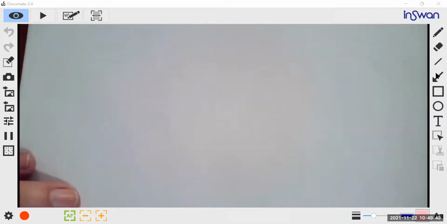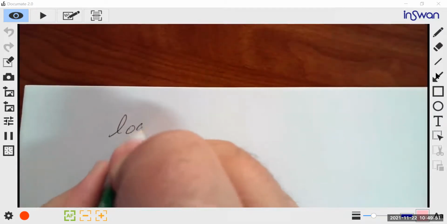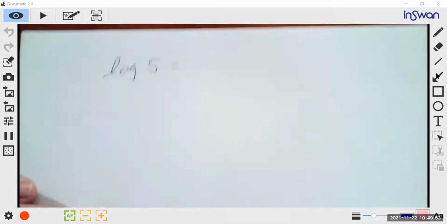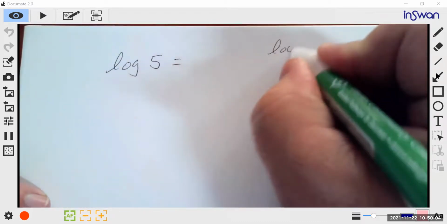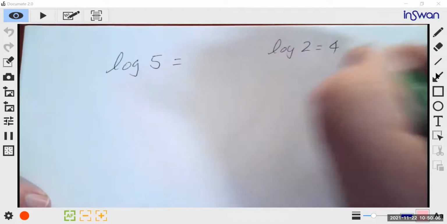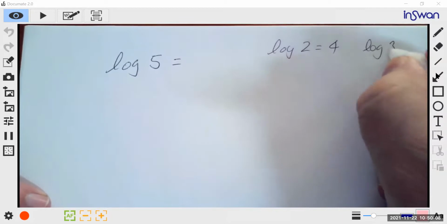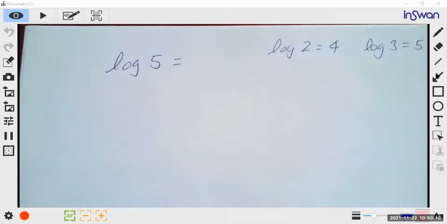What about if I gave you this one? What would you do? Just by itself, log of 5. Now we knew that log of 2 was 4. Log of 3 was 5.